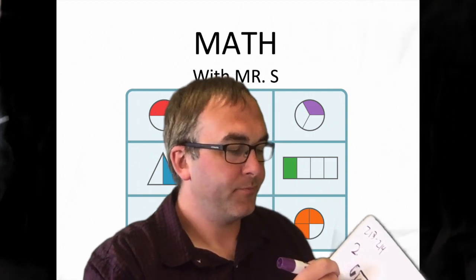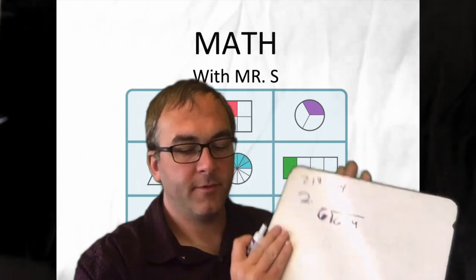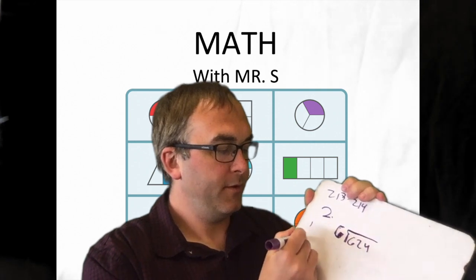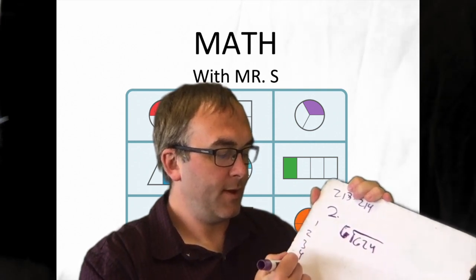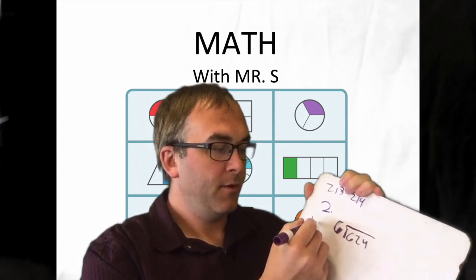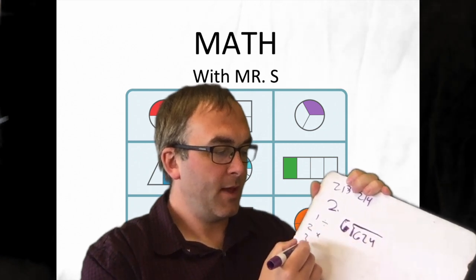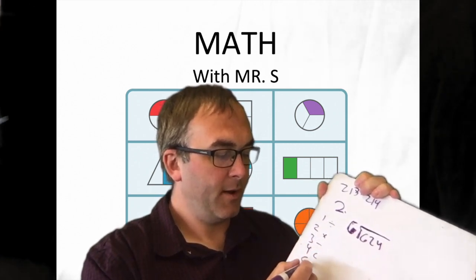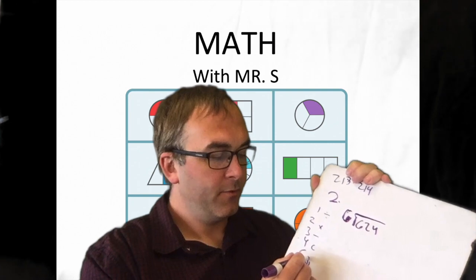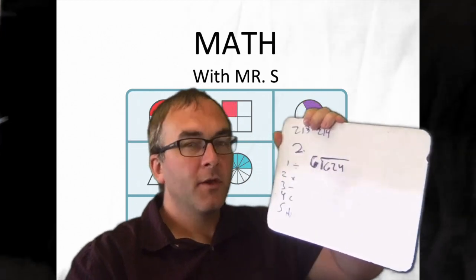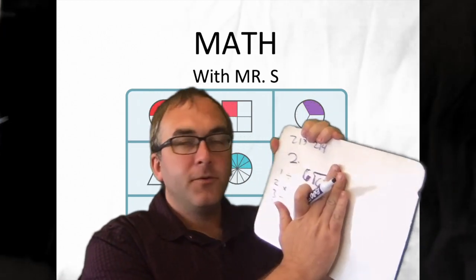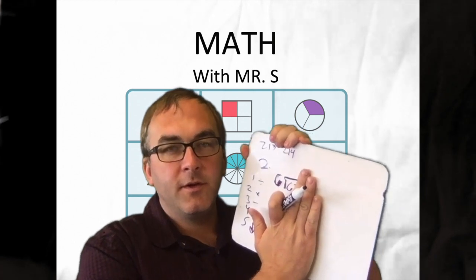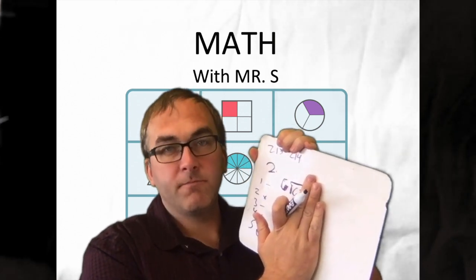Now, we know our steps: 1, 2, 3, 4, 5. Divide, multiply, subtract, compare, and bring down, right? So we have all 5 of our steps. When we were doing 2 numbers, it was easier, right?